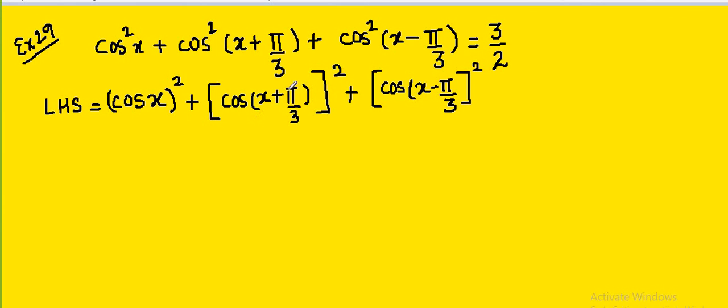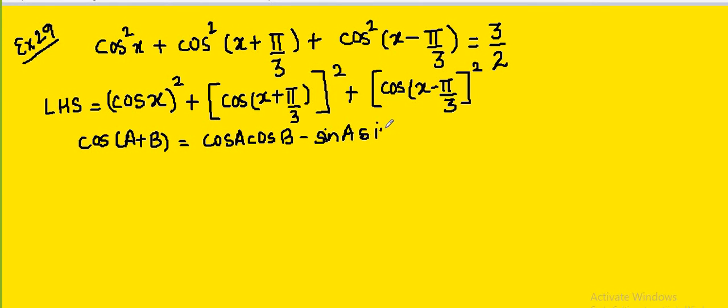Now here we have a formula cos a plus b, which is cos a cos b minus sin a sin b. And in this bracket we have cos x minus pi by 3, which is resembling this formula cos a minus b, and the formula is cos a cos b plus sin a sin b.